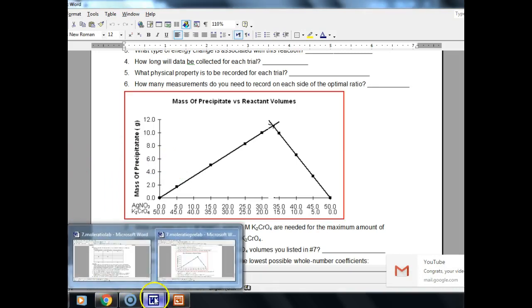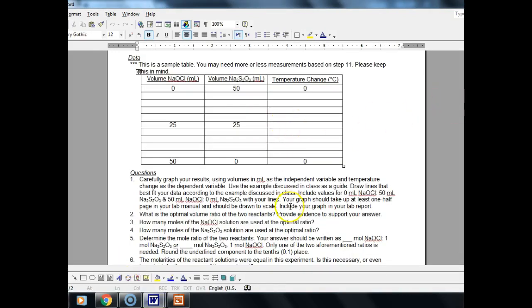So with that in mind, if we go back to our questions, it says, what is the optimal volume ratio of the 2 reactants? So which one gave us the greatest temperature change? And then I want you to give me evidence to support it. So tell me, based on your data, which of your ratios, and it says which is the optimal volume ratio, so we're not just referring to the data table. You can refer to anything on your graph to represent that optimal volume ratio, and then tell me why you picked it. That's all I'm asking for with the evidence.